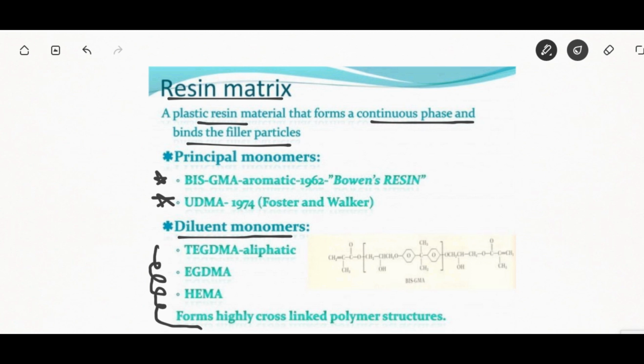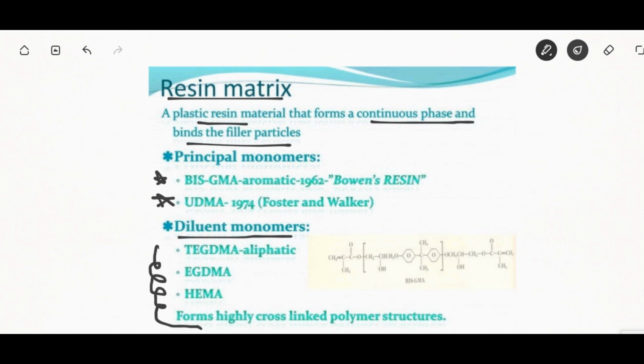So these can be bisphenol A dimethacrylate, that is BIS-DMA, or ethylene glycol dimethacrylate, EG-DMA, triethylene glycol dimethacrylate, TEG-DMA, or methyl methacrylate, MMA. What are the inorganic fillers?